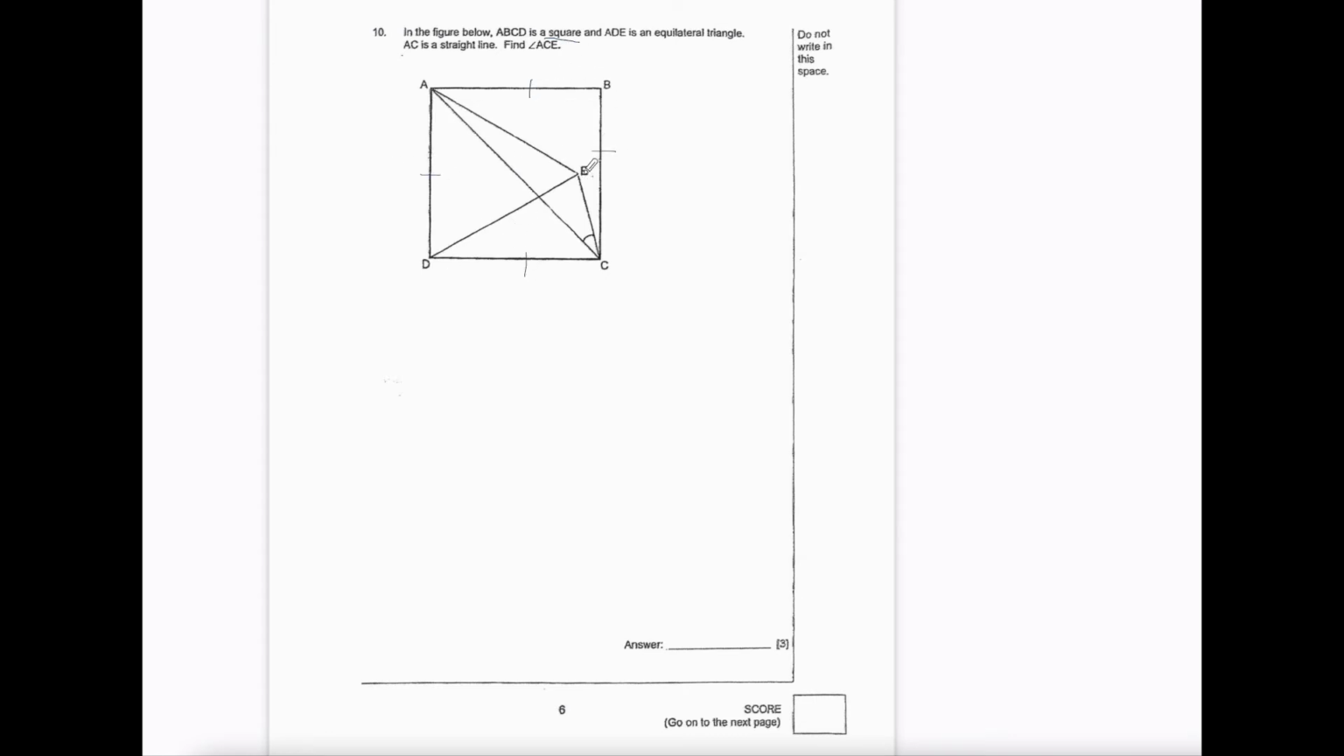And ADE is an equilateral triangle, so that means AE is the same as AD, which is the same as DE. AC is a straight line and it cuts the square, so that means this is half a right angle, which is 45 degrees. Anyway, let's see this diagram. This is an equilateral triangle, so all the angles are 60.